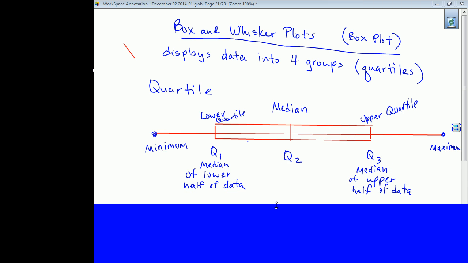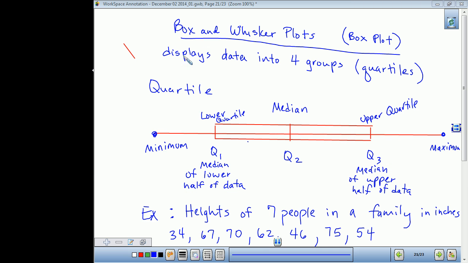It divides it up into 4 different parts. We're going to start with the median. The median is the first thing we find, and a median divides the data into 2 parts. Okay? Then if we find the median of the lower half of the data, it divides this lower half into 2 parts. And the median of the upper half divides the upper half of the data into 2 parts. When we've done that, we've divided our data into 1, 2, 3, 4 parts.